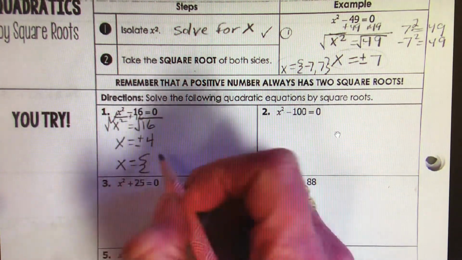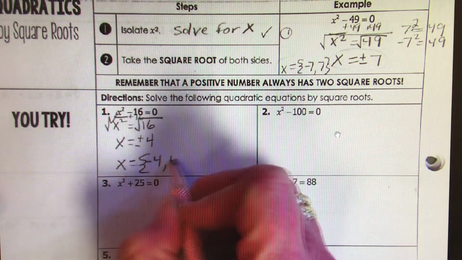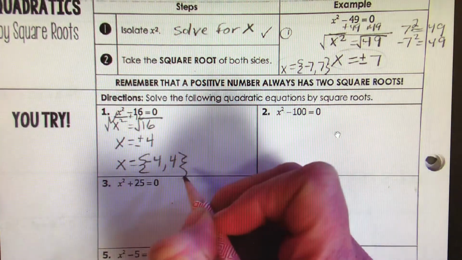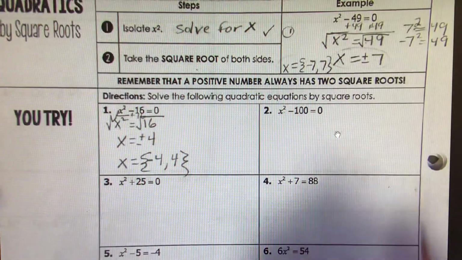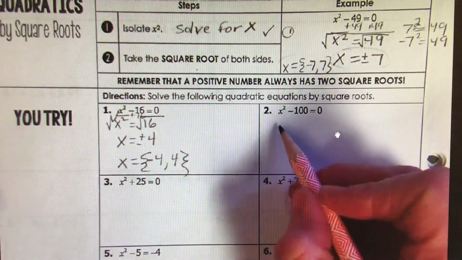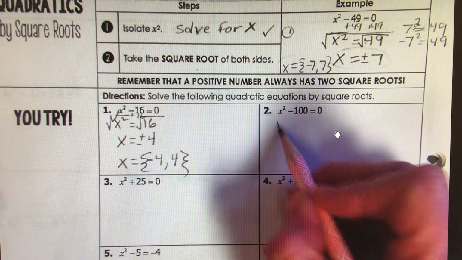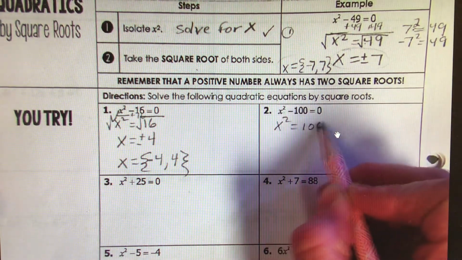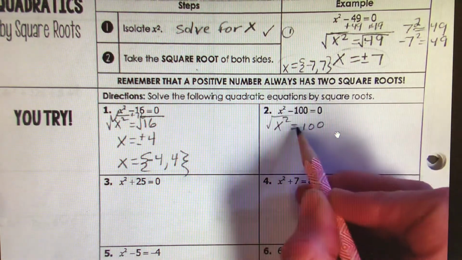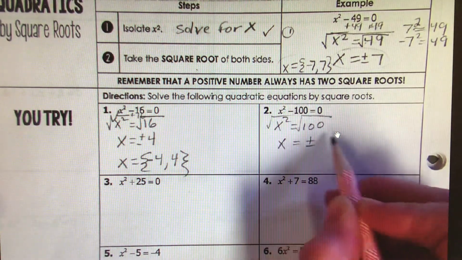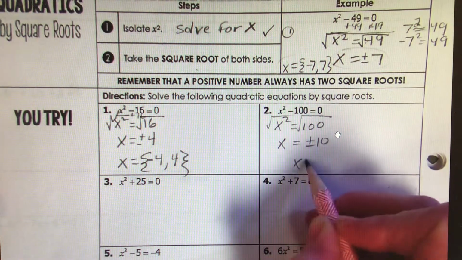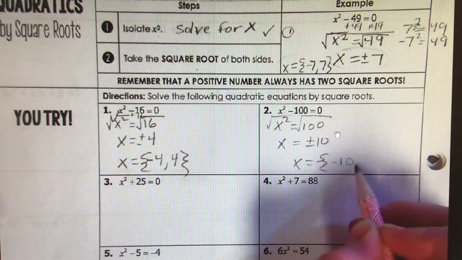Here I could write that x is equal to a set of 2 numbers, which is negative 4 and positive 4. Hopefully you'll recognize this. x squared equals 100. Take the square root of both sides. x is equal to positive or negative 10. x equals negative 10 and 10.